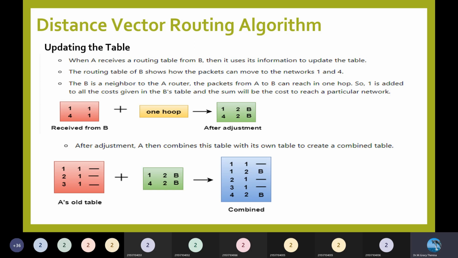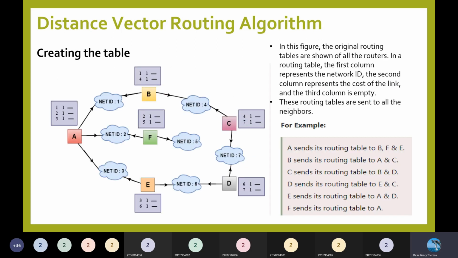So A is getting the information from B, and A is going to update the table by knowing the information of B. What B knows, that information will be known to A. A knows how to reach network ID 1, 2 and 3. But B knows how to reach network ID 4. That is a new entry, right? That new entry has to be updated in A. So that is what we are going to see, updation.